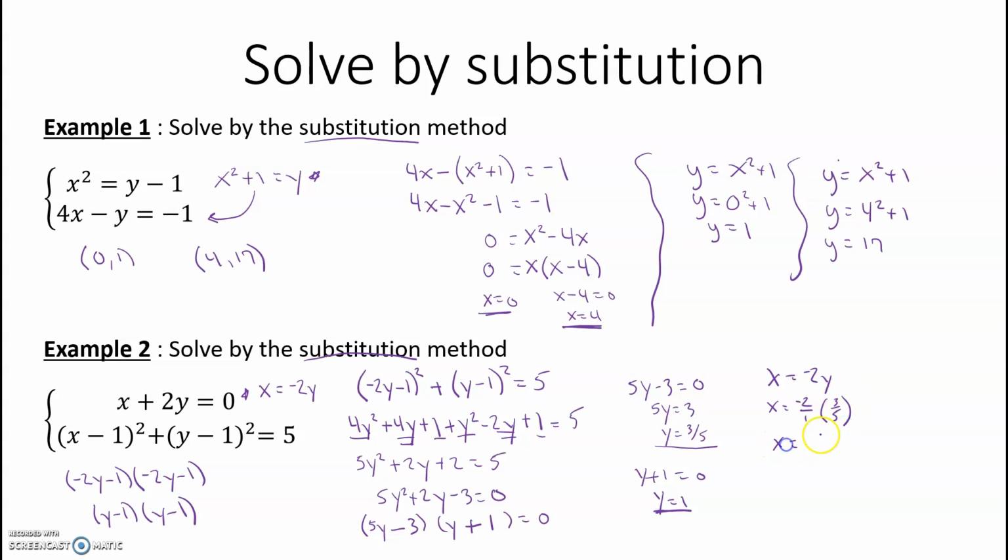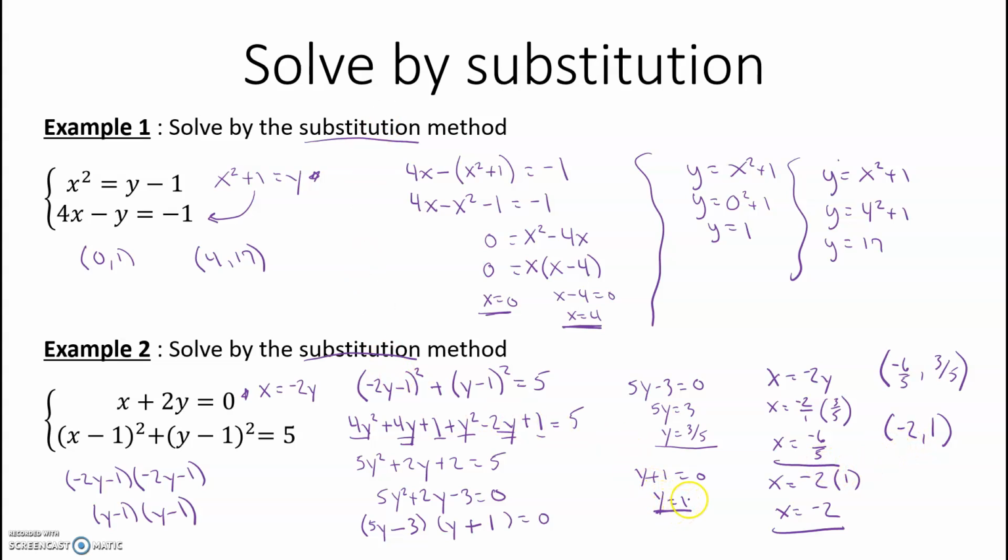So x equals negative 6/5. So there's one answer. We'll write it up here. When x equals negative 6/5, y equals positive 3/5. And we'll plug it into the bottom one. X equals negative 2 times 1. So x equals negative 2. So when x equals negative 2, y was 1. And those are our two answers.